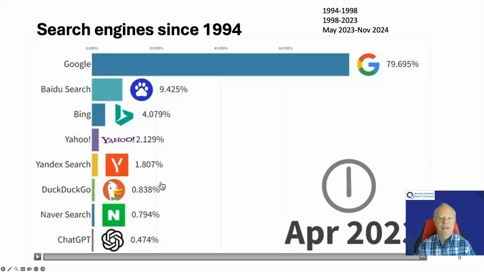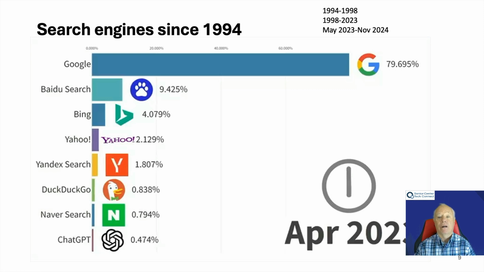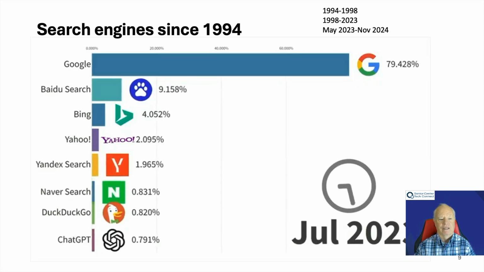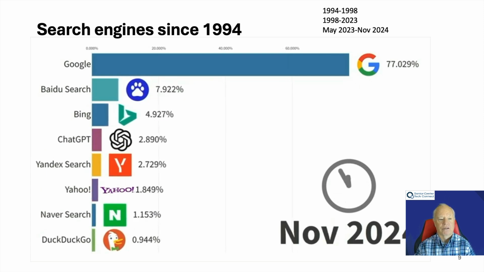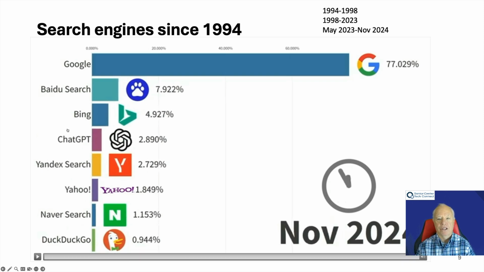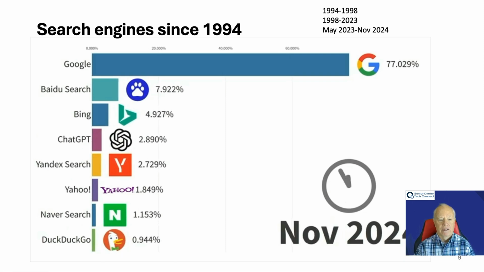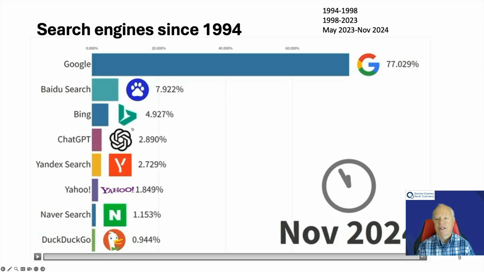But guess what happened in early 2023? This little thing called ChatGPT came on the scene. So we're going to cover a little more slowly the next 18 months. And look at ChatGPT. ChatGPT has grown faster than Google did back when it came on the scene. And we're going to talk a lot more about ChatGPT. ChatGPT is essentially a chatbot that now will search the internet for you. So as of November 2024, you can see Google only has 77% of the worldwide market, and ChatGPT has 2.8.